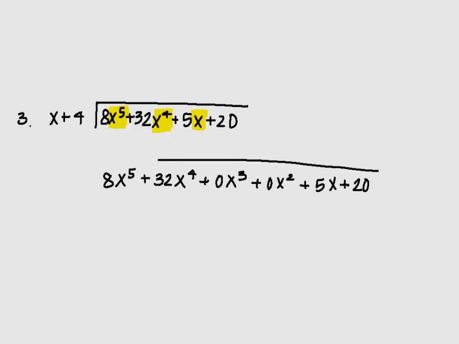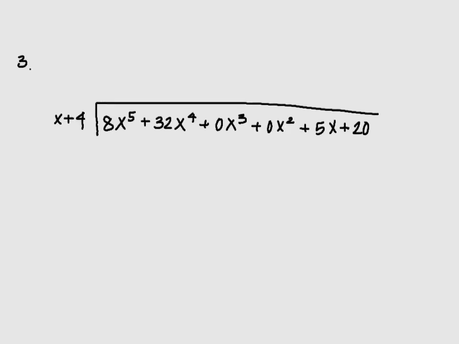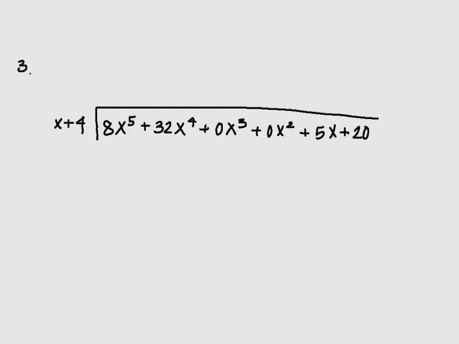Now what we can do is divide this entire polynomial by x plus 4. So we're actually going to not even look at the previous setup that we had and solve this problem as is. Now this follows the exact same process that we've been doing in the previous two. We're going to look at the first term in our dividend, the first term in our divisor. X goes into 8x to the fifth power how many times?